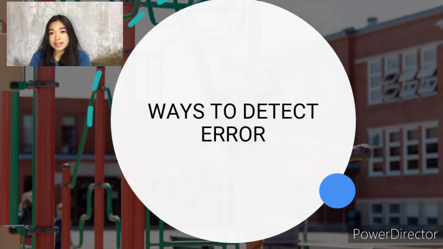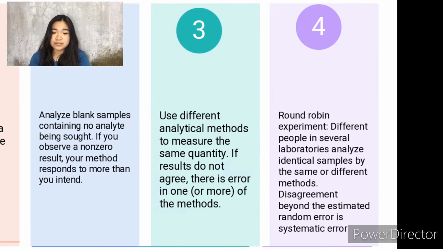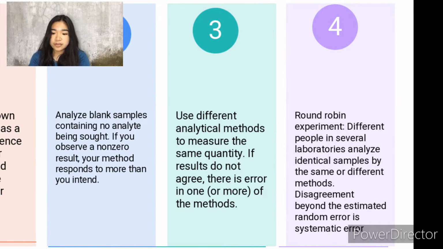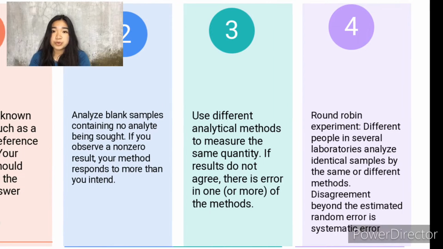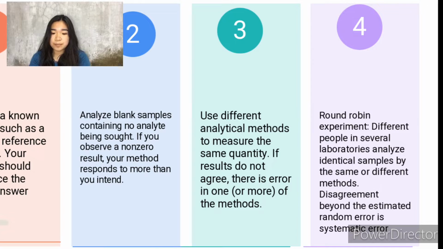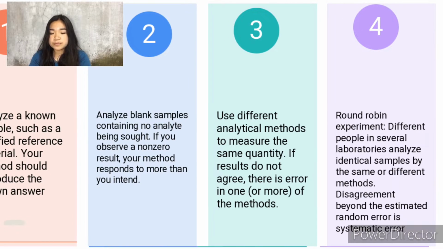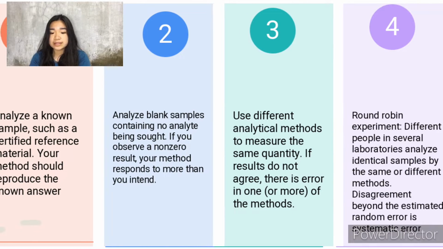Ways to detect errors. First, analyze a known sample such as a certified reference material. Your method should reproduce the known answer. Number 2, analyze blank samples containing no analyte being sought. If you observe a non-zero result, your method responds to more than you intend.